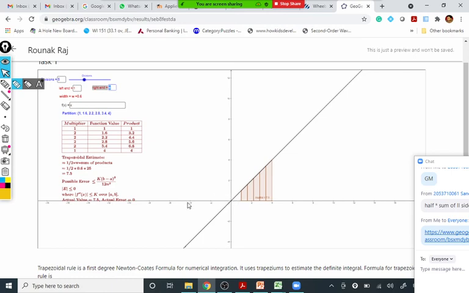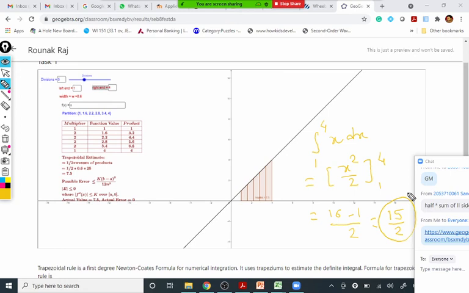Actually, this example can be done directly also. What is the direct value of this area? We take the integration from 1 to 4 of f of x dx. F of x is x, so integration 1 to 4 of x dx becomes x square by 2, with limits 1 to 4. So 4 square is 16 and 1 square is 1, upon 2, so we get 15 by 2. 15 by 2 is the exact answer, the actual answer.